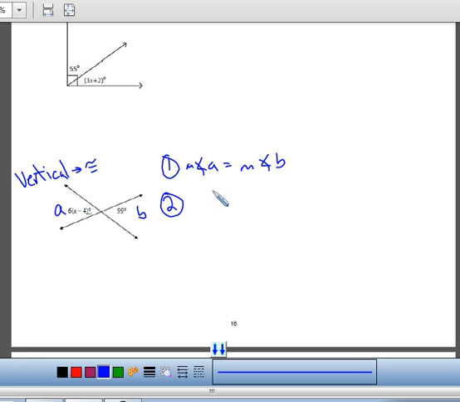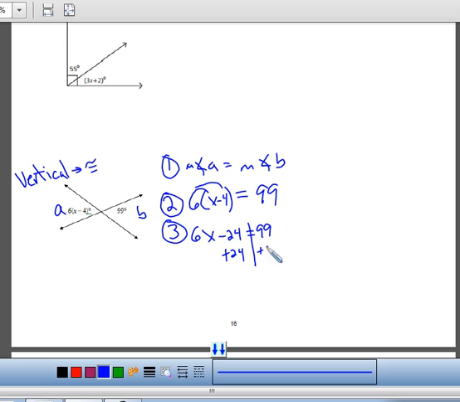So step 2, substitute values in. 6 parentheses, x minus 4. Now there's a number outside the parentheses, so we need to keep it. Equals 99. Step 3, solve for x. So I'm going to distribute this 6. 6x minus 24 equals 99. Simple equation, add 24. 6x equals 123. Divide both sides by 6.